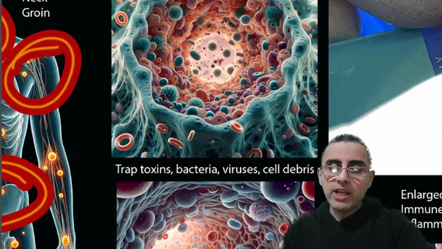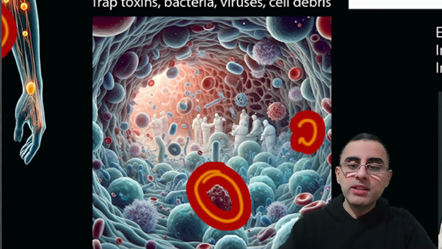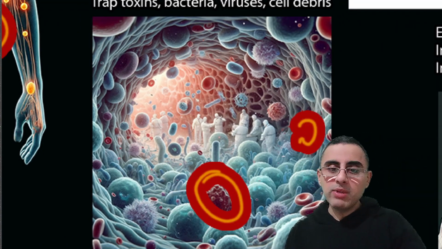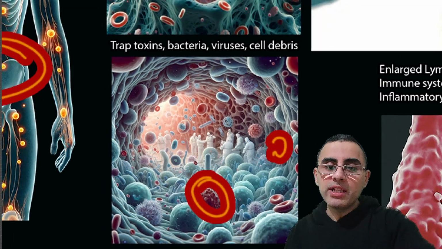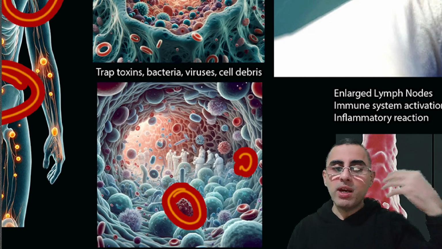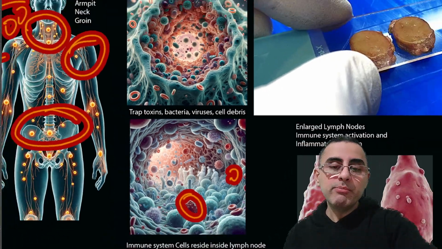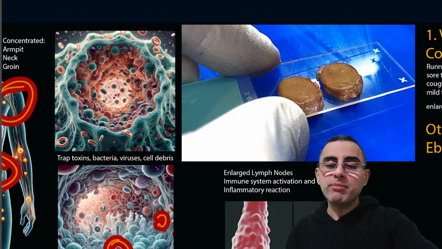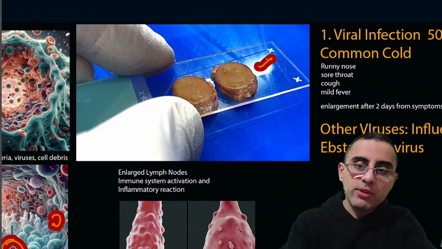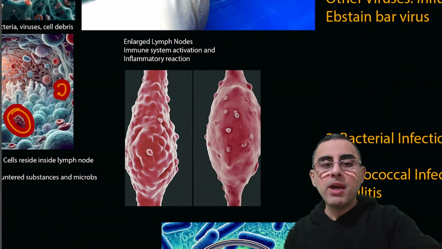How do they neutralize them? In the lymph nodes, we have lots of white blood cells, different types, and these white blood cells, or leukocytes, neutralize these bacteria, viruses, toxins, or cell debris. So lymph nodes clean our lymph. That's how a lymph node looks under the microscope in preparation.